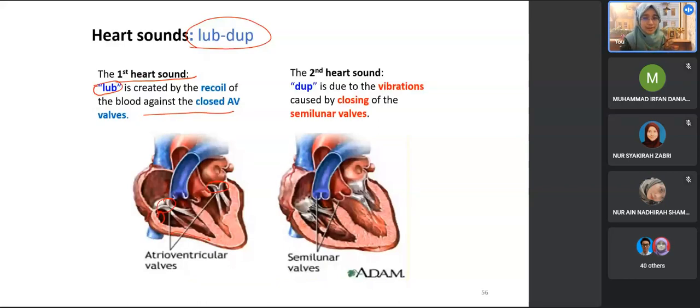Okay, so lub is created by the recoil of the blood against the AV valve due to the high pressure in the ventricle chamber. So the second heart sound is the dub. Okay, it is due to the vibration caused by the closing of the semilunar valve. Okay, so when the semilunar valve closes, it creates a dub sound.